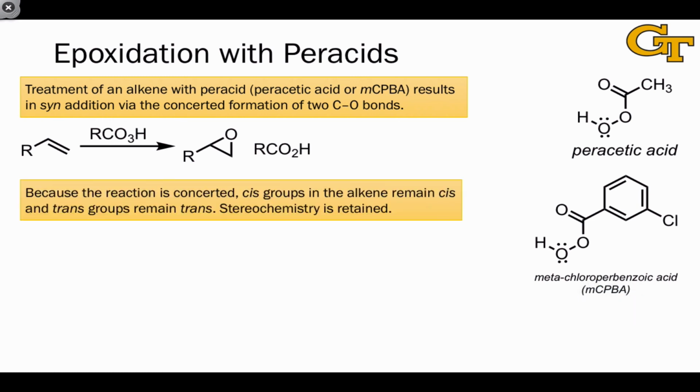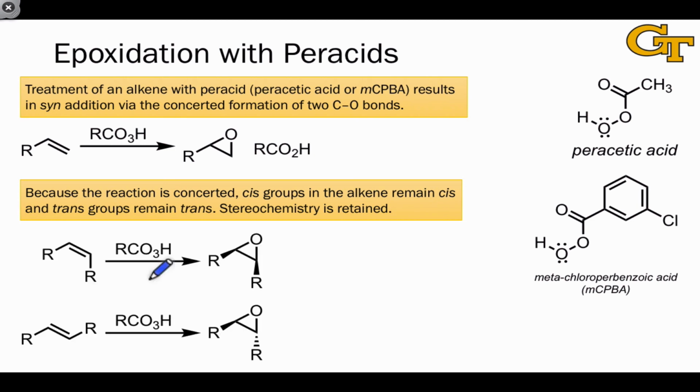Because the reaction is concerted, cis groups in the alkene remain cis, and trans groups remain trans. This means that stereochemistry is retained, and the basis of this is the syn addition of the oxygen atom to one side of the plane formed by the alkene. Even though this addition is syn, oxygen can approach from above or below the plane of the alkene with 50% probability for each if the alkene is achiral, meaning that we should expect a racemic mixture in cases when a chiral product is generated from an achiral alkene. That would be the case for this trans epoxide, for instance, that lacks a plane of symmetry, and that would be the case for a cis epoxide product that lacks a plane of symmetry as well.